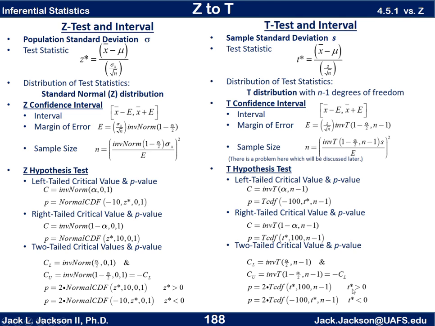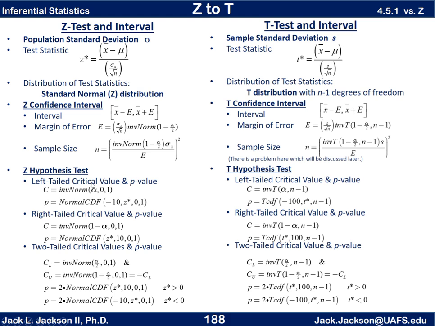These correspond to T: when T star is greater than 0, we get 2 times tCDF(T star, 100, n minus 1), or when T star is to the left of 0, in other words negative, we do p equals 2 times tCDF(-100, T star, n minus 1). Notice we have to double it because the p-value is only going to give you half of the probability we want. Put the two together, you're going to get alpha.